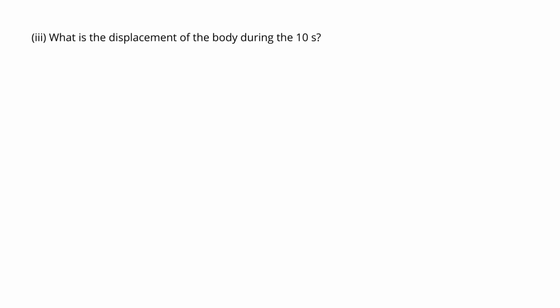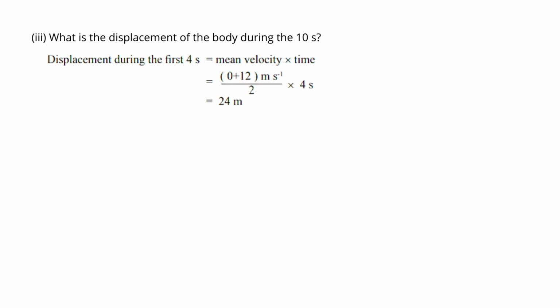To calculate the displacement, we have to use the mean velocity. So first we find the mean velocity: initial velocity plus final velocity, divided by 2. That will be equal to 0 plus 12 divided by 2, which is 6 meters per second. Then the displacement will be mean velocity into time, 6 meters per second into time 4 seconds, so 24 meters.